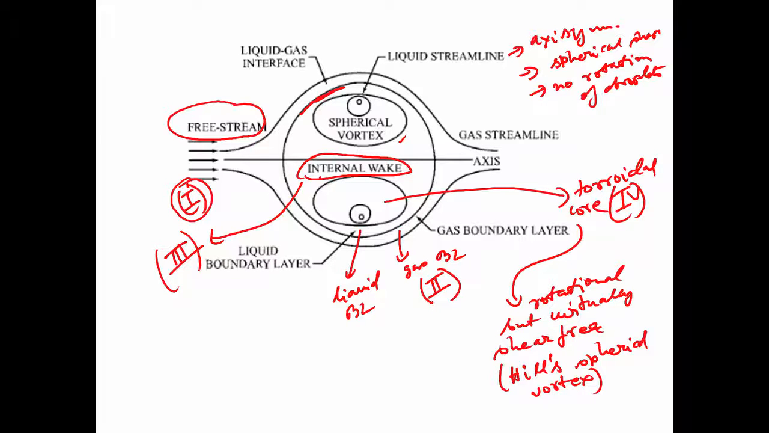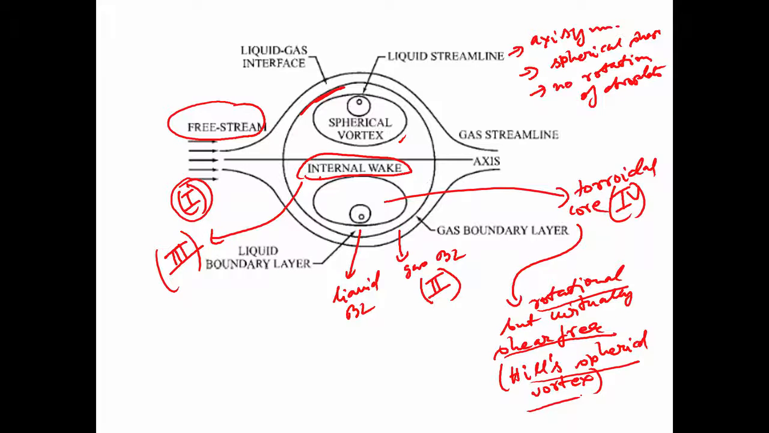And the rotating toroidal core that you see, denoted as spherical vortex, right, it is rotational, but it is virtually shear free, and it is represented by the well known Hill spherical vortex solution. So, those are the 4 regions that you can mark when the droplet is showing all this kind of motion, when it is injected in a gas phase flow field.